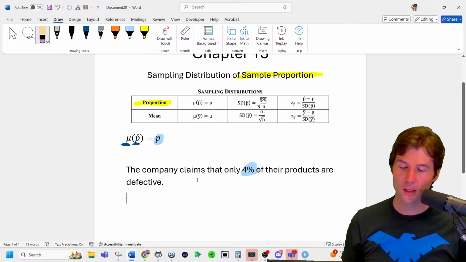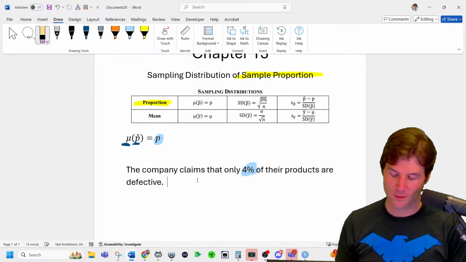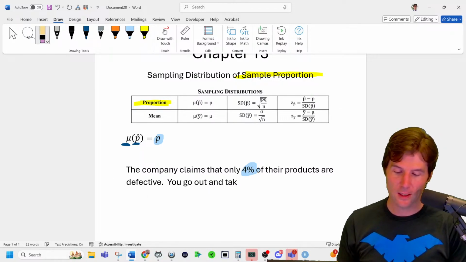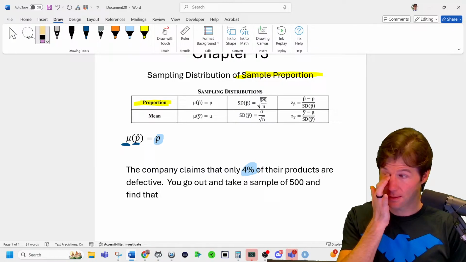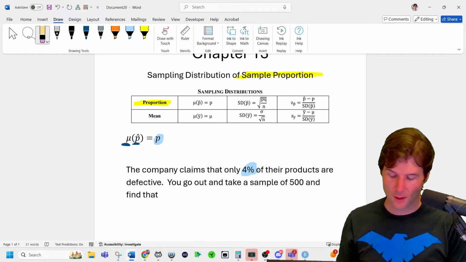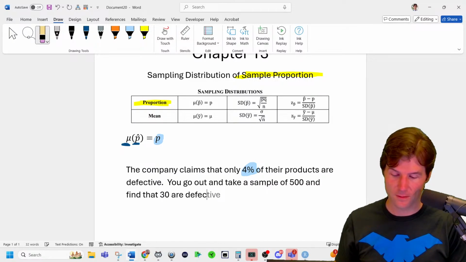So the company claims that only 4% of the products are defective. You go out and take a sample of 500 and find that 30 are defective. Is this odd? Step 1, check conditions.